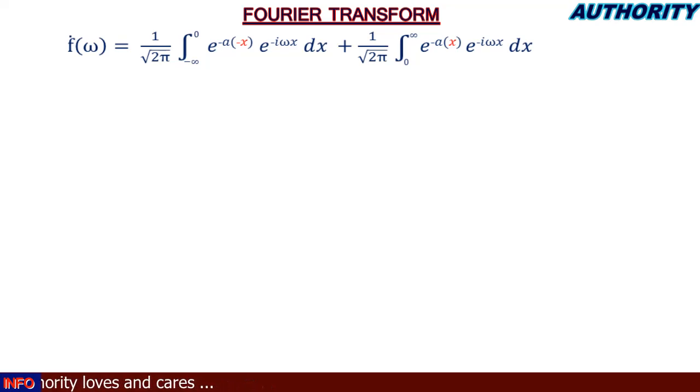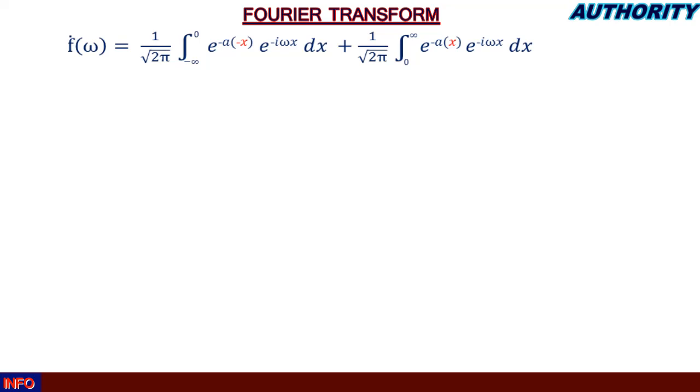Then plus, again, the next one, 1 all over square root of 2 pi, the integral from 0 to infinity, e raised to the power of minus a times x, that is when x is positive. Now we have x multiplied by e raised to the power of minus i omega x dx. All right? Yes. Now let's combine these two together.